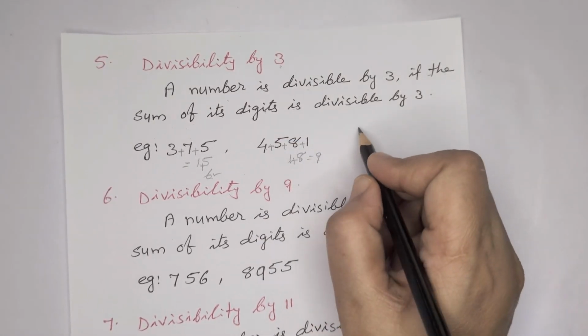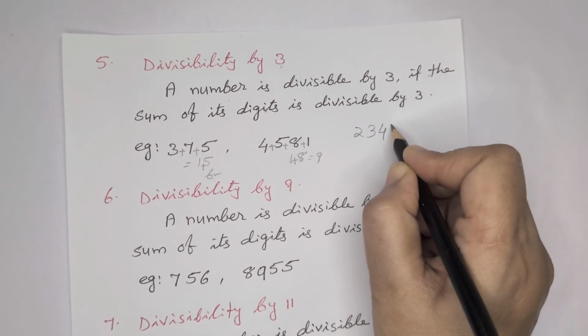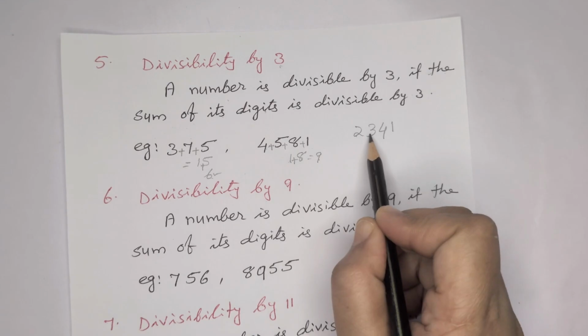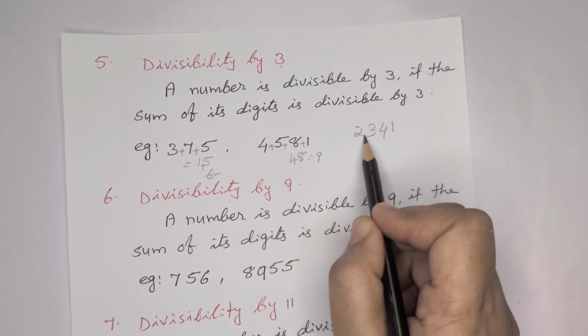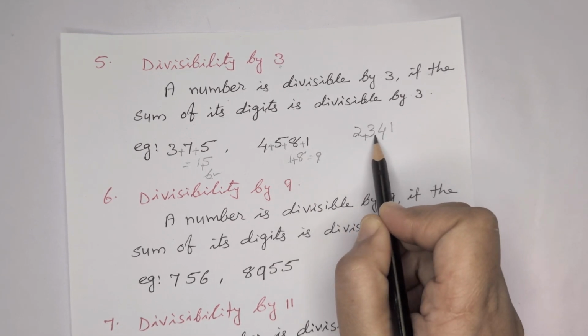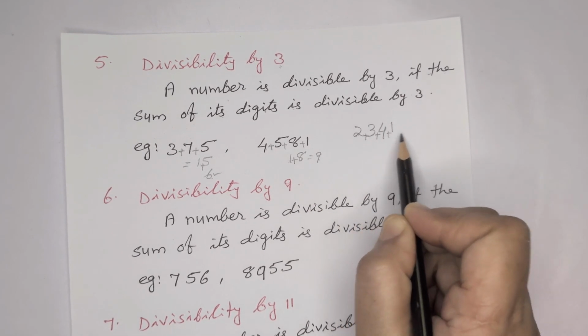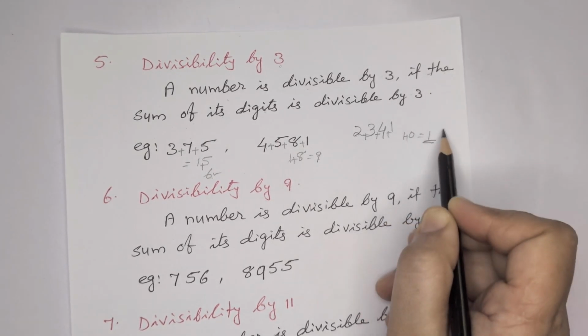If you write another example, the number is 2341. First you have to add the digits. 2 plus 3 is 5. 5 plus 4 is 9. 9 plus 1 is 10. Adding again, you get 1 only, which means this is not divisible by 3.